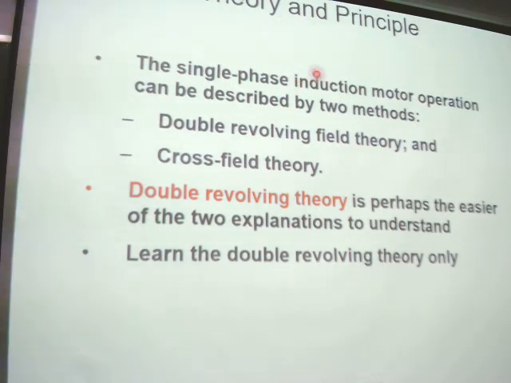So how can it rotate? We know the single phase source cannot generate a rotational flux. If there is no rotational flux, how can it rotate? We have this theory, the double revolving field theory. This is the basis for how a single phase induction machine can rotate. It's easy to understand, and we also have a video to explain it.